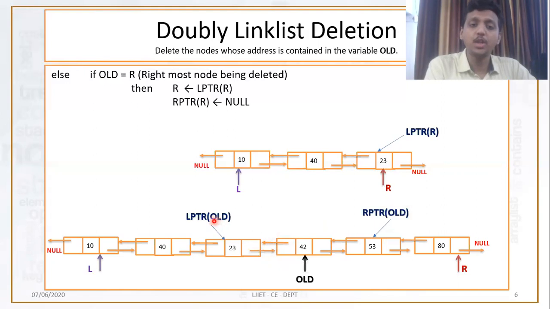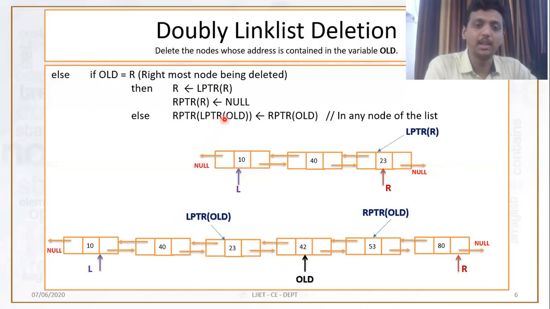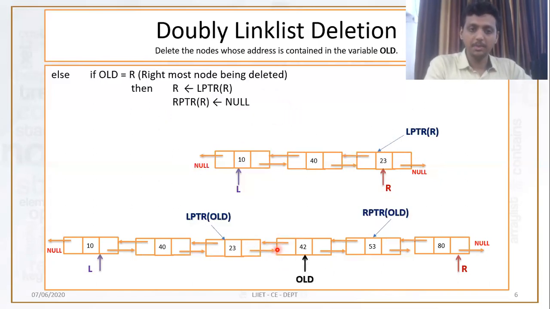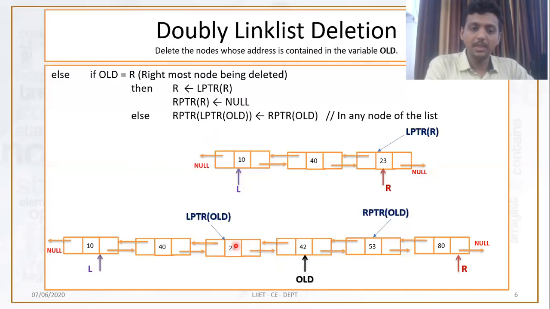So the right pointer of this node, we can write RPTR of this. And instead of this, what do we need to write? RPTR of LPTR of old will point to the right pointer. So this link will be removed and it will point directly to the RPTR of old. Fine. Have you seen this? So this statement is executed successfully.